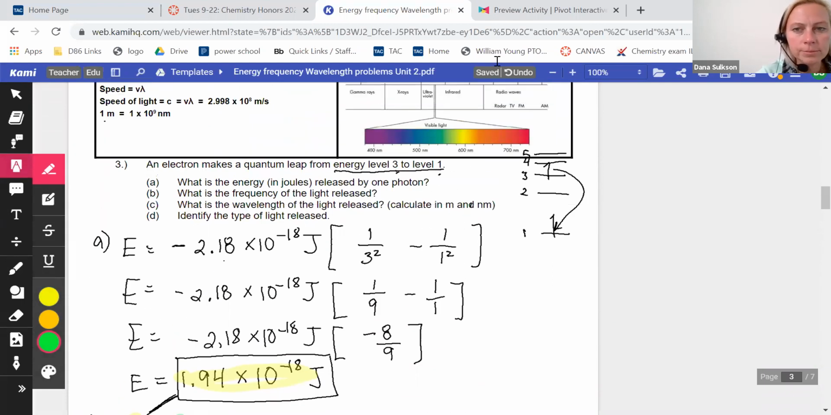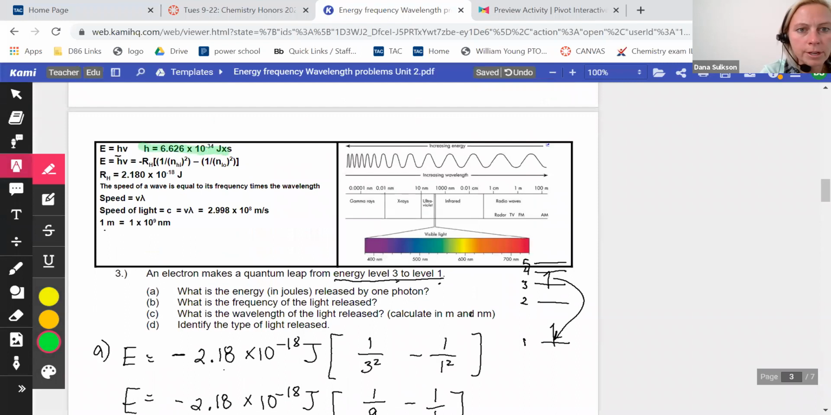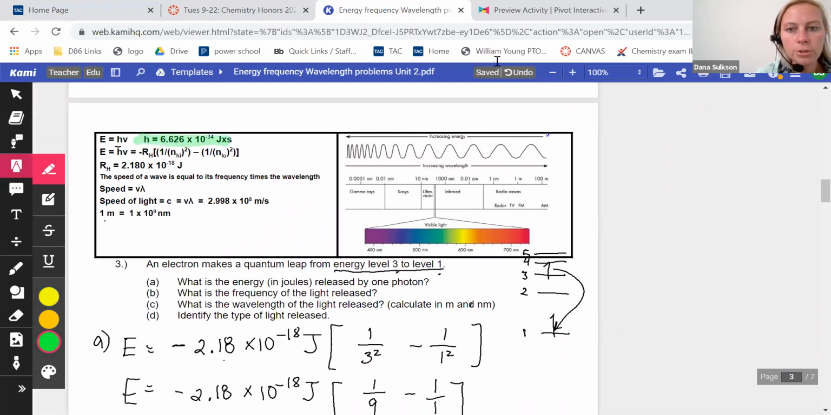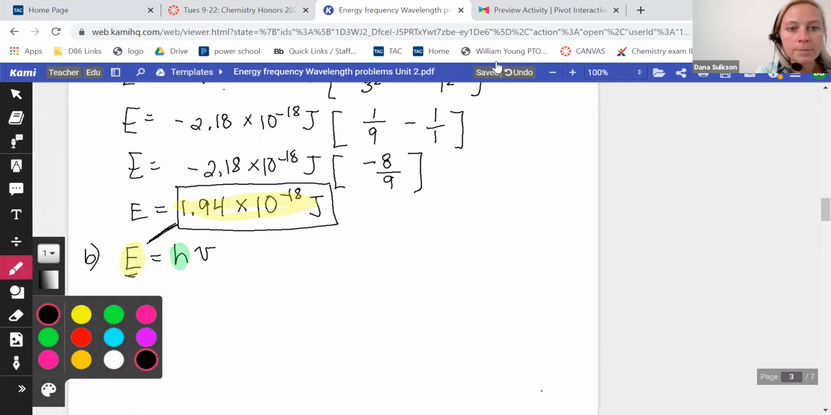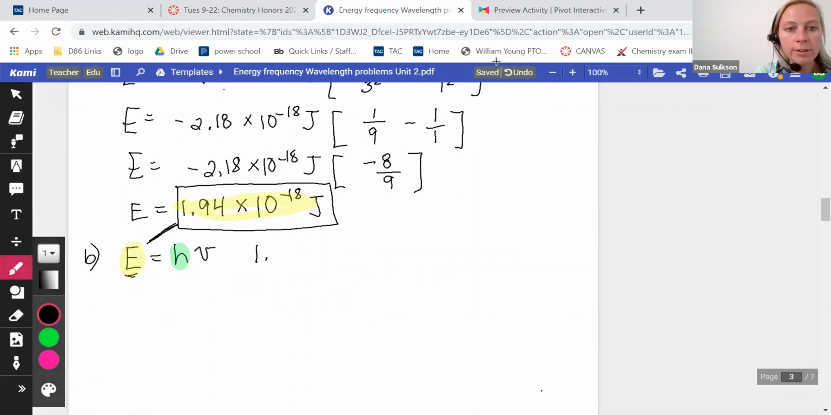H is our Planck's constant, which is right up here. So with the knowledge of those two values, let me go back to my inking. I can now solve it. 1.94 times 10 to the negative 18th joule. If I'm trying to isolate the frequency, E divided by Planck's constant will give me my frequency.